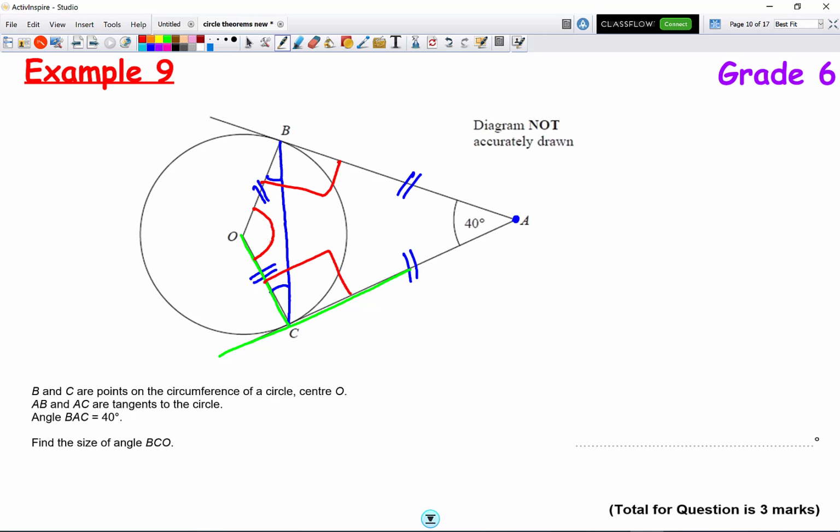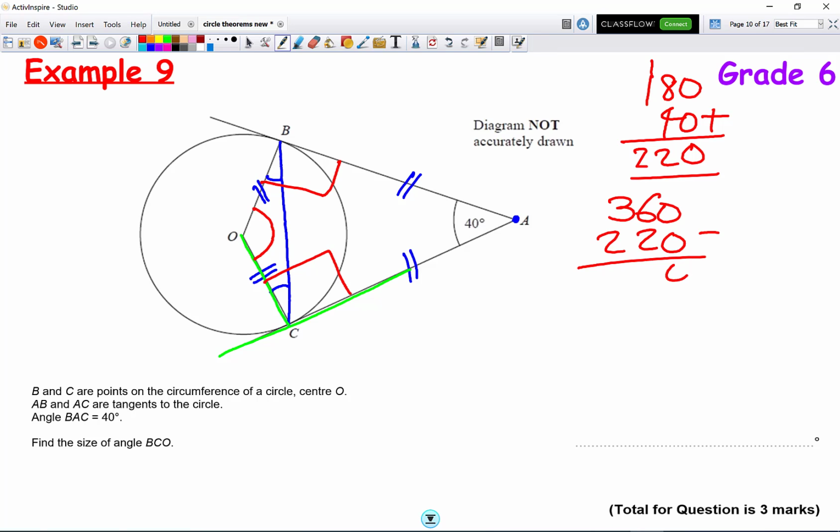Well, we can do that by saying, well, all the angles in a quadrilateral add up to 360. So we can do 90 plus 90 is 180 plus 40. Okay, and that's going to give me 0. That's going to give me 12 plus the 1 is 220. So I'm going to get 360 minus 220, and that's going to give me 0. That's going to give me 4. So I get 140. So this angle here is 140 degrees.